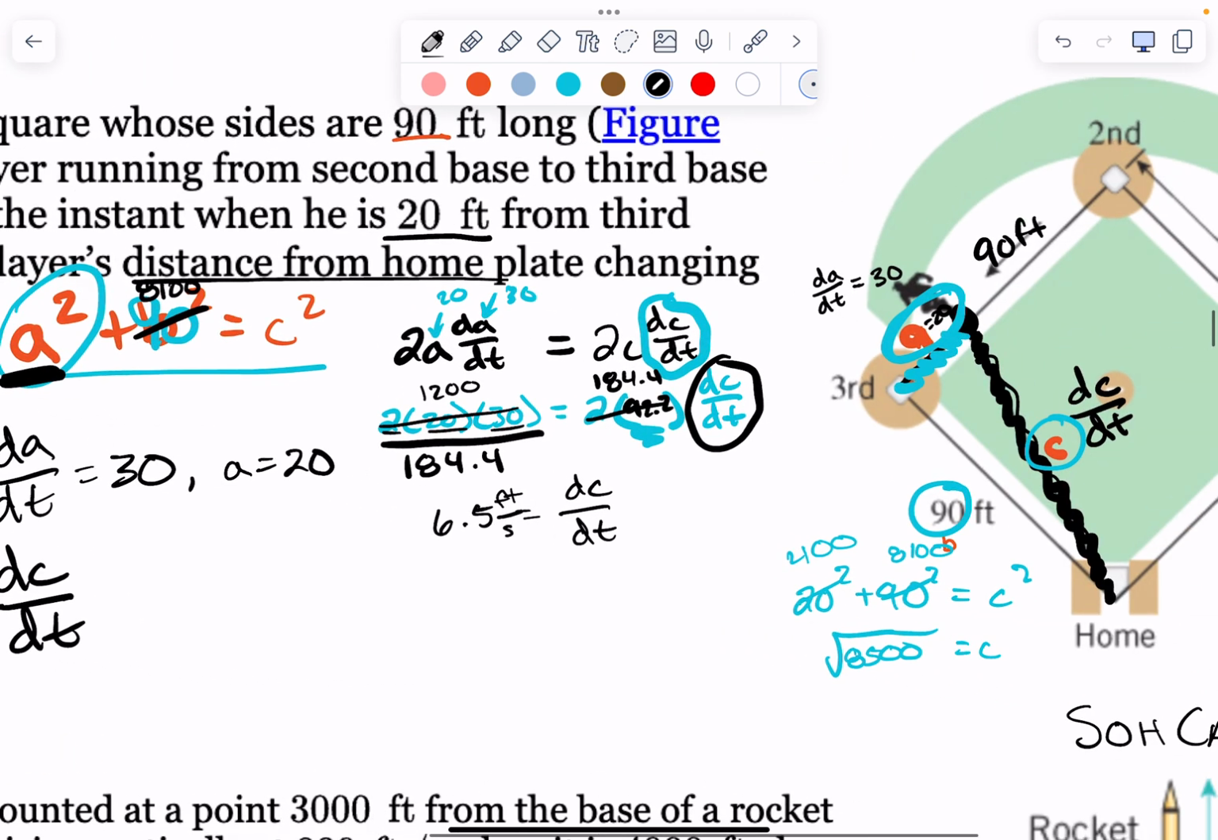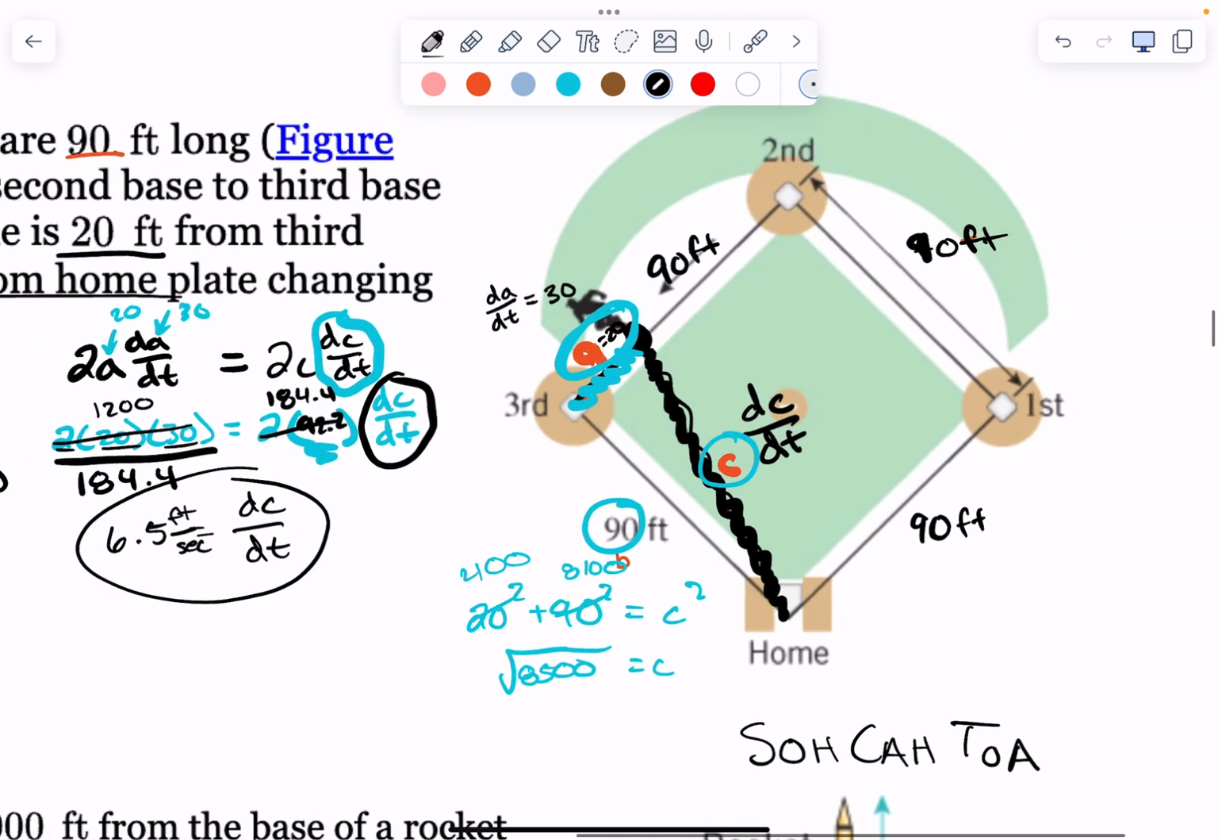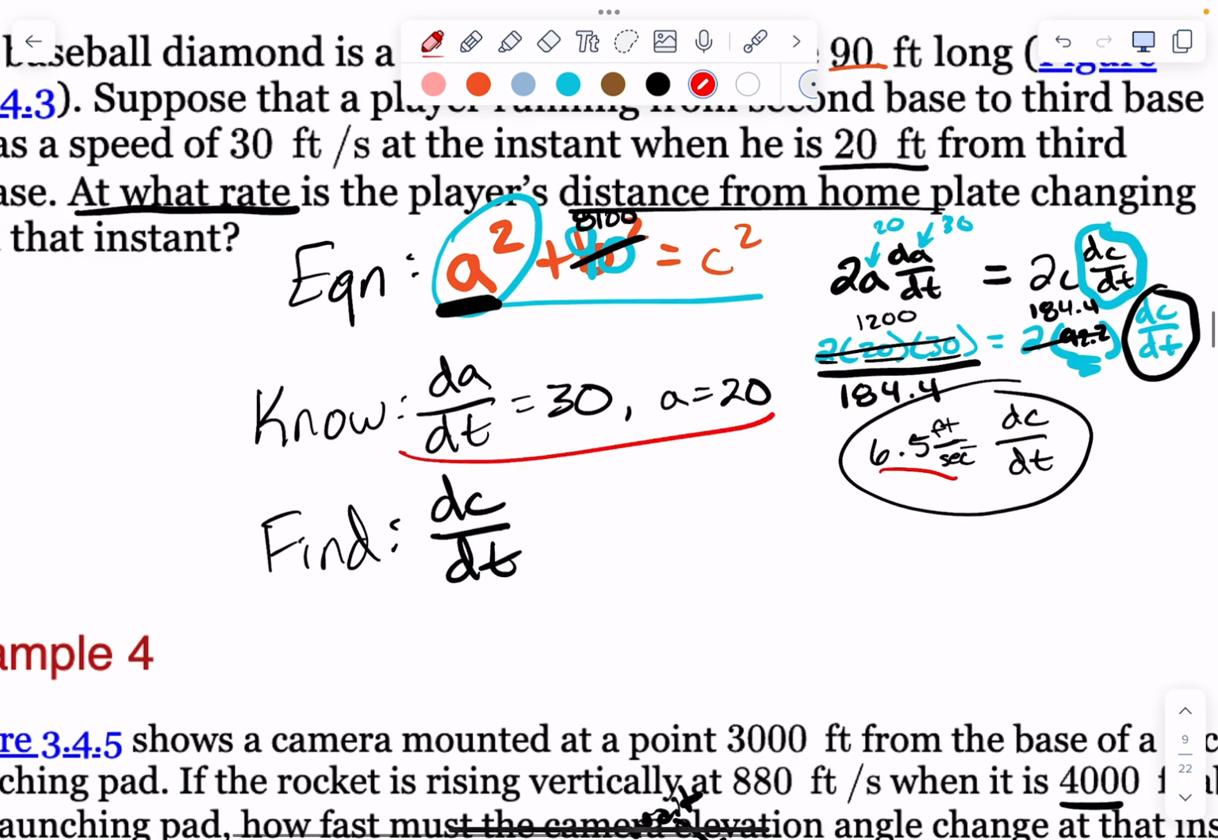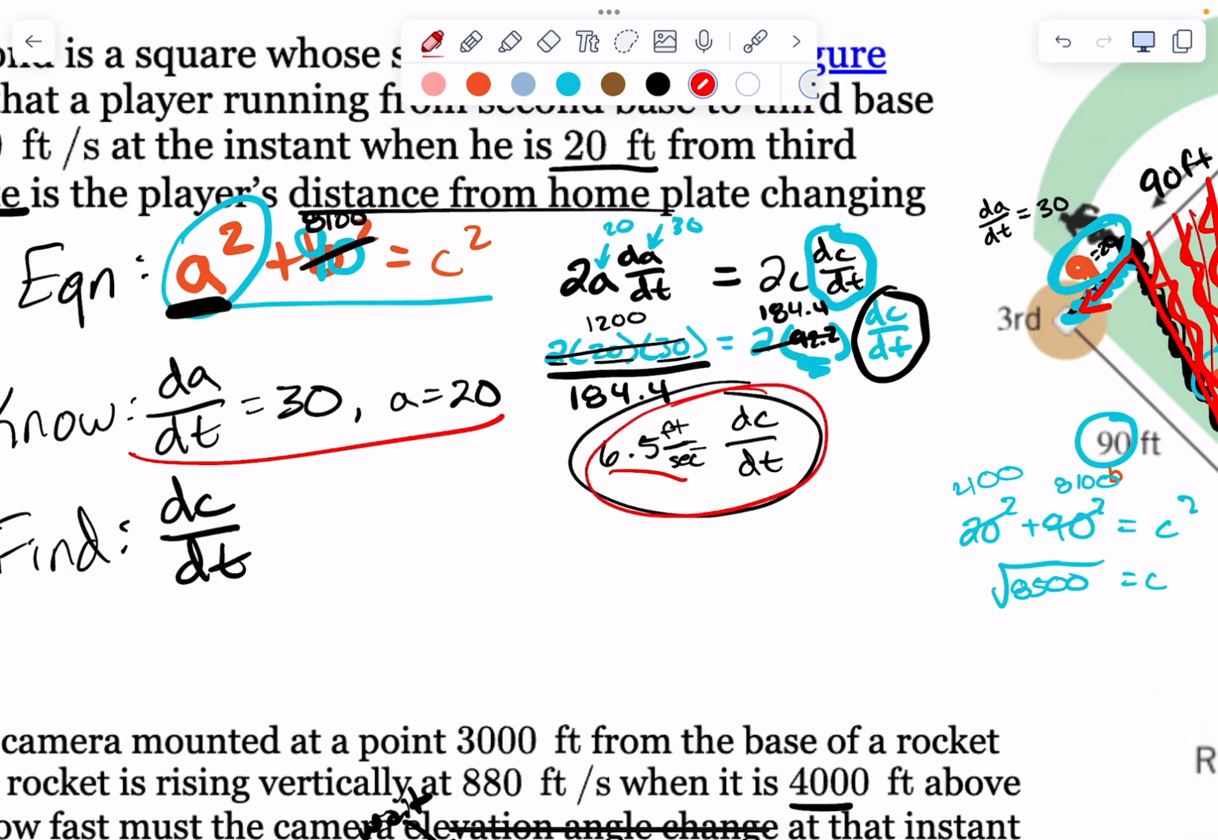So this c, which originally started off at second base, is getting smaller and smaller as this person runs, and it is changing at a rate of 6.5 feet per second. Now that probably won't stay the same, because this person is going to have to slow down as they get toward third base, and they're speeding up as they leave second base. So the rate is not going to stay the same, but at this very second, dc/dt is changing at 6.5 feet per second.